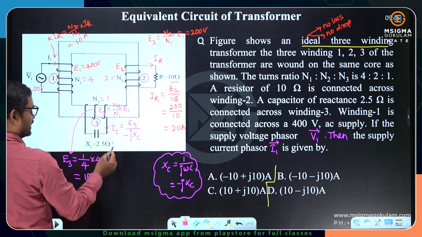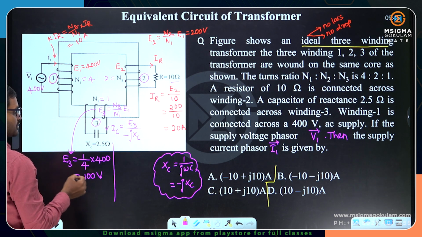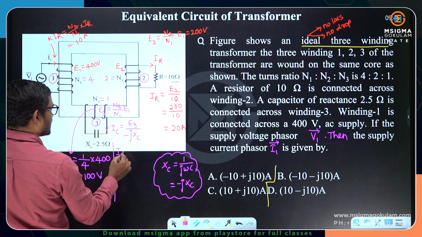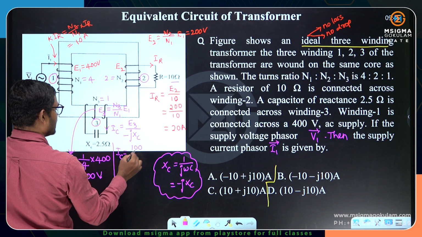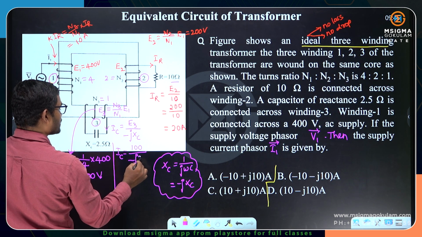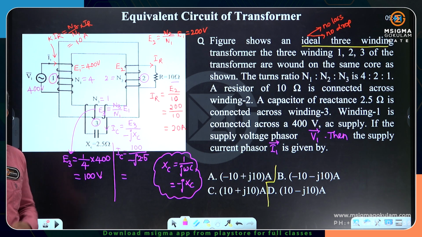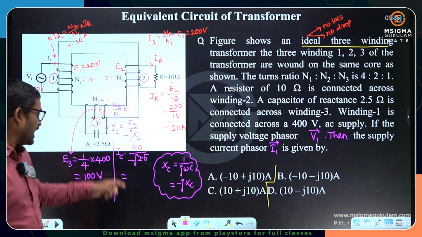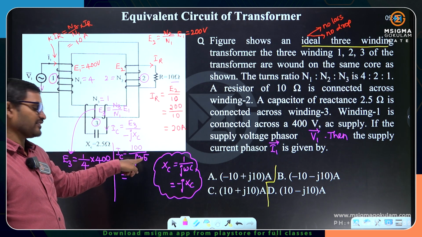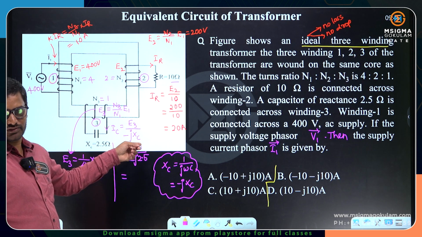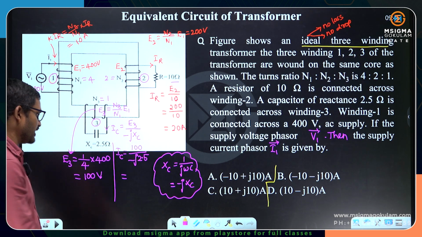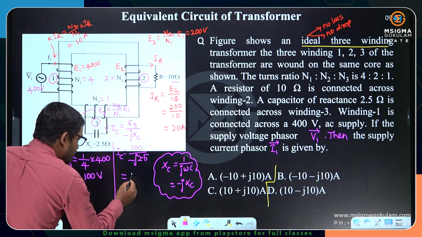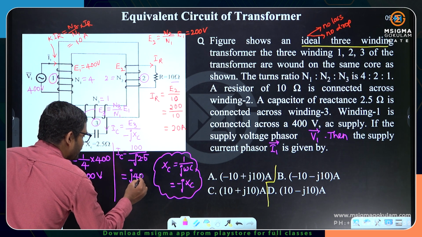I know the E3 value. Now I know the capacitive reactance value. Can't you calculate the capacitive current? It will be 100 divided by minus J 2.5. 100 divided by 2.5, probably 1000 divided by 25, you will be getting 40. If this minus J goes up, it will be plus J 40 amperes.